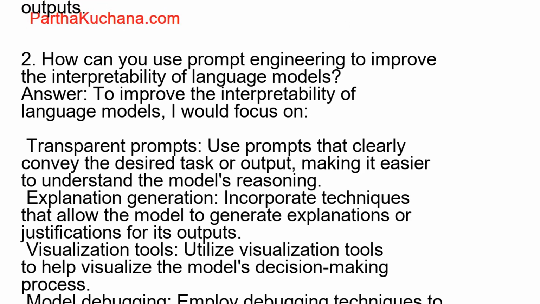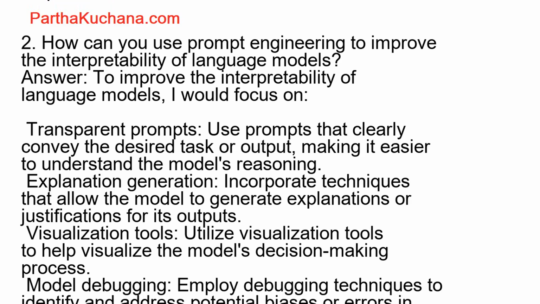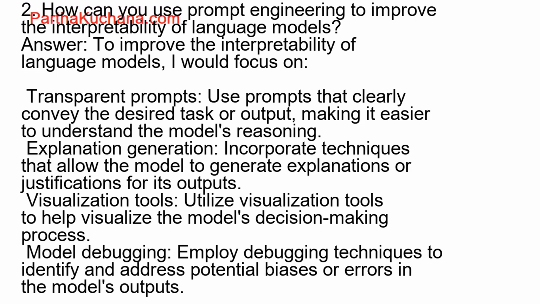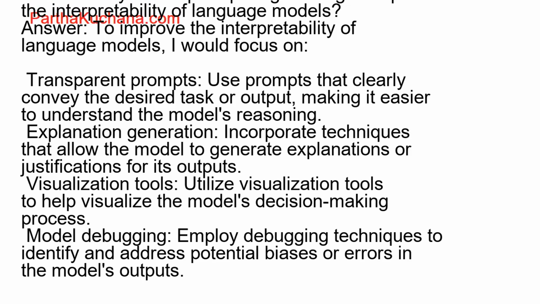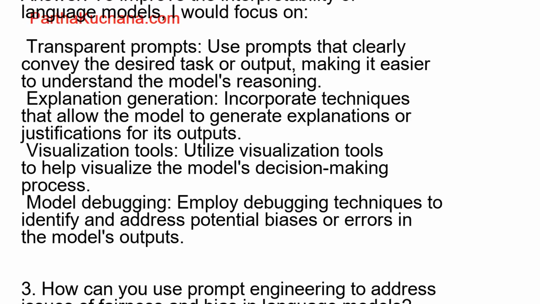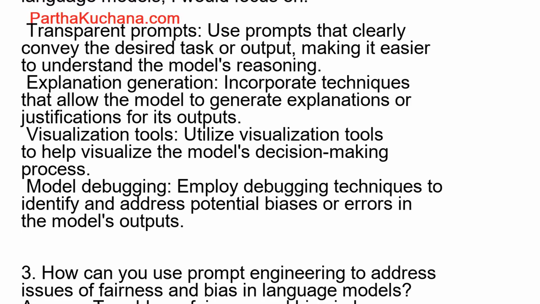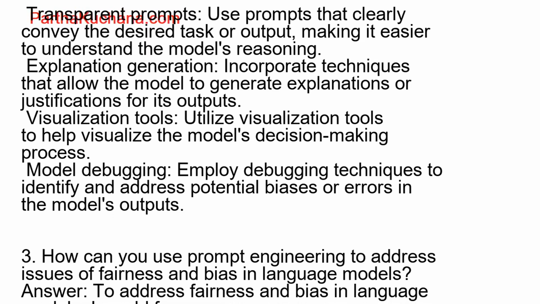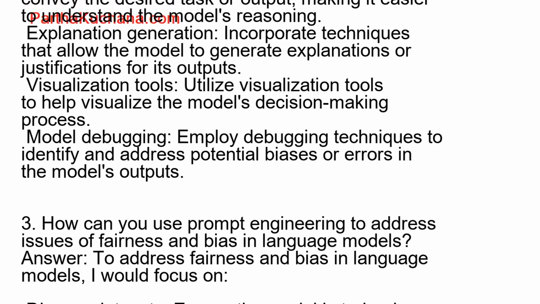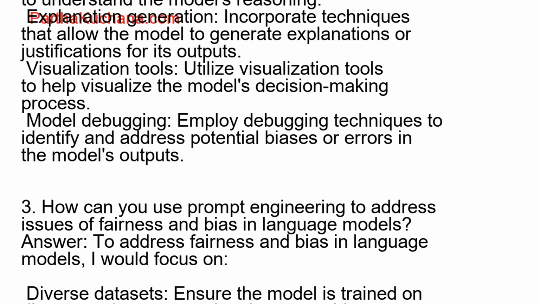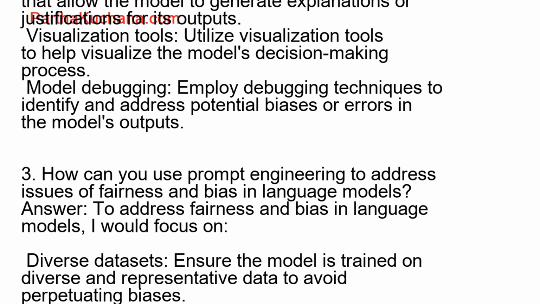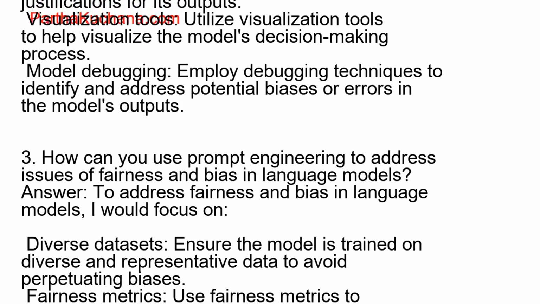Answer. To address fairness and bias in language models, I would focus on diverse datasets. Ensure the model is trained on diverse and representative data to avoid perpetuating biases. Fairness metrics. Use fairness metrics to evaluate the model's performance across different demographic groups. Bias mitigation techniques. Employ techniques such as adversarial training or debiasing algorithms to reduce bias in the model's outputs. Human oversight. Involve human experts to review and correct biased outputs.